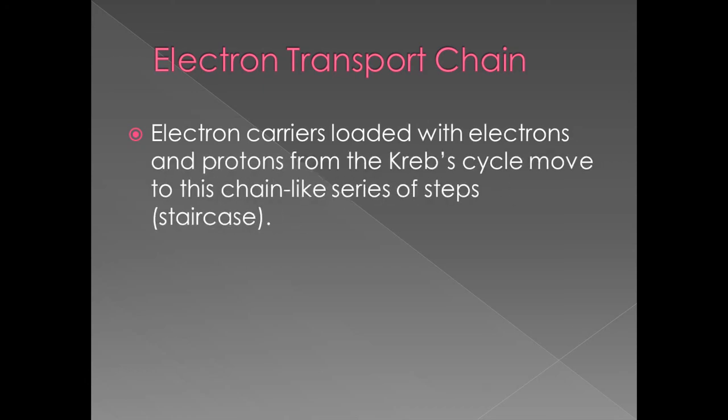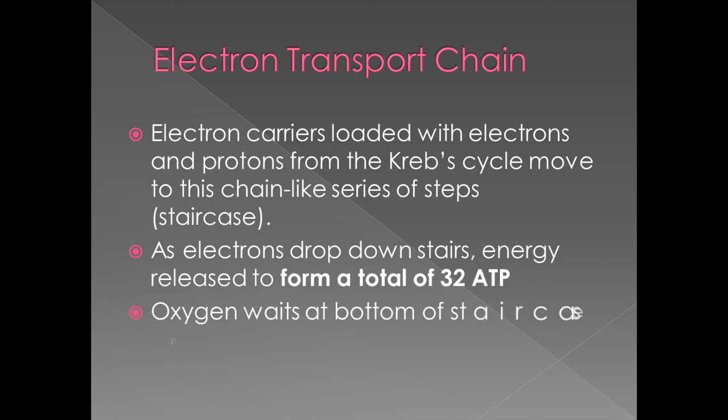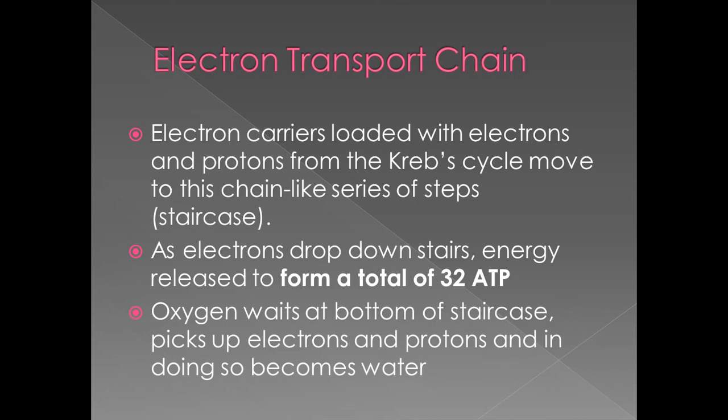The electron carriers are loaded with electrons and protons from the Krebs cycle, and move to this chain-like series of steps, which is kind of like a staircase. As electrons drop down the stairs, energy is released to form a total of 32 ATP. Oxygen is waiting at the bottom of the staircase to pick up the electrons and protons, and in doing that, it becomes water.